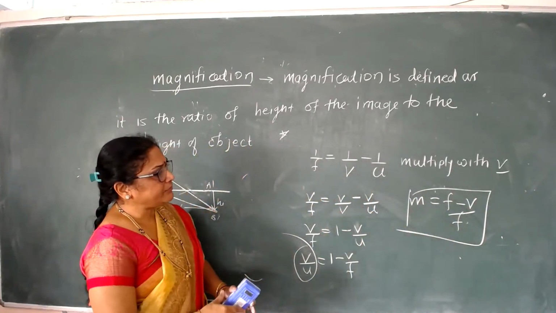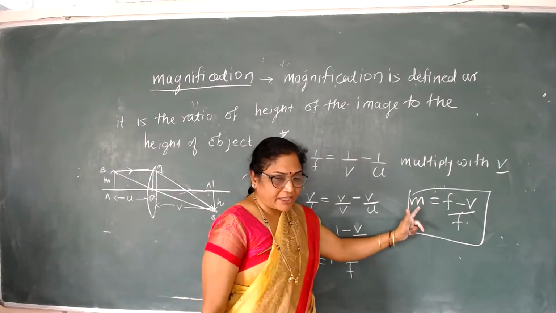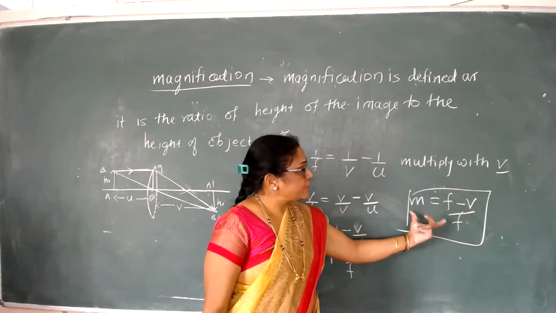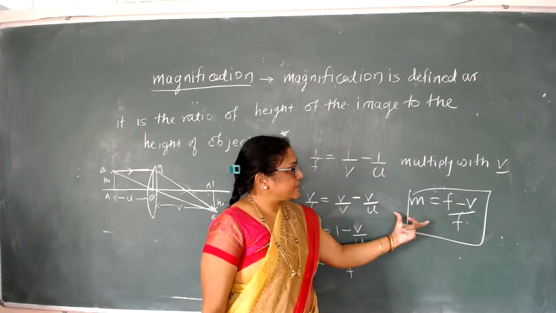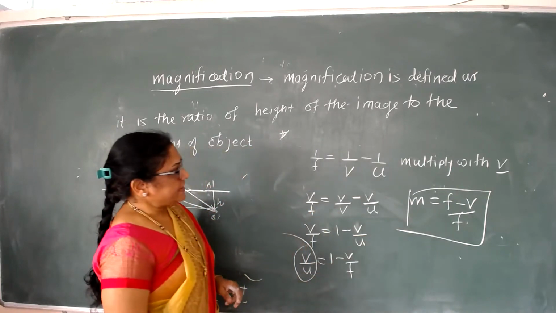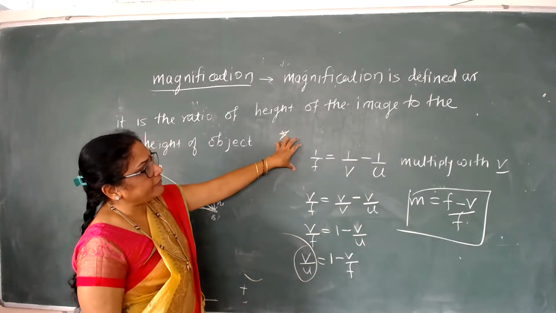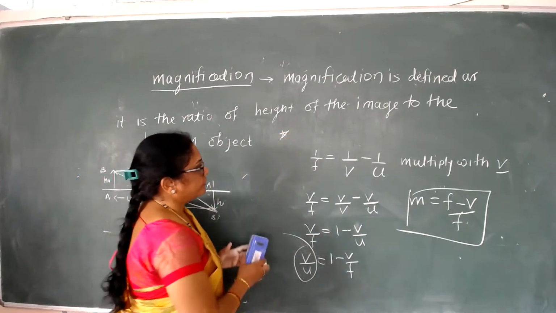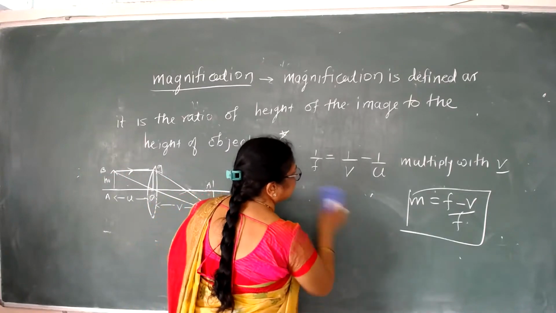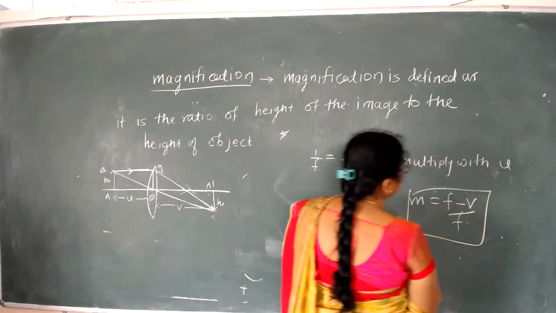So this is another shortcut formula. When the focal length is given and image distance is given, we can find out the magnification. Otherwise, when the magnification is given, we can find out the focal length as well as the image distance. So this is another formula related to finding the magnification. Otherwise, this is when we multiply with v. Now if we multiply with u, this is a shortcut formula.